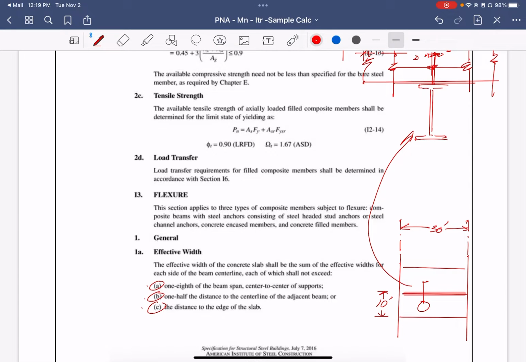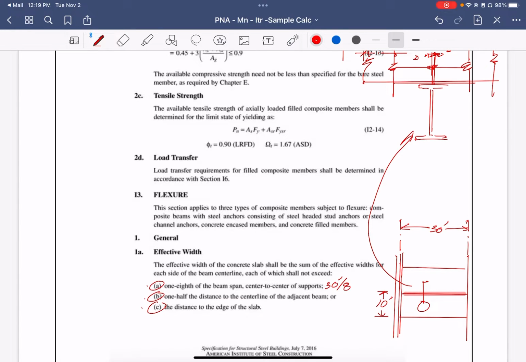So let's look at the first one: 1/8 of the beam span, center to center of supports. Center just means literally from grid line to grid line, because realistically the beam flanges come in here, so the span can possibly be a little less, but they're saying center. Keep it simple. So what is that? 1/8 of the beam span, so you'll take 30 feet divided by 8.